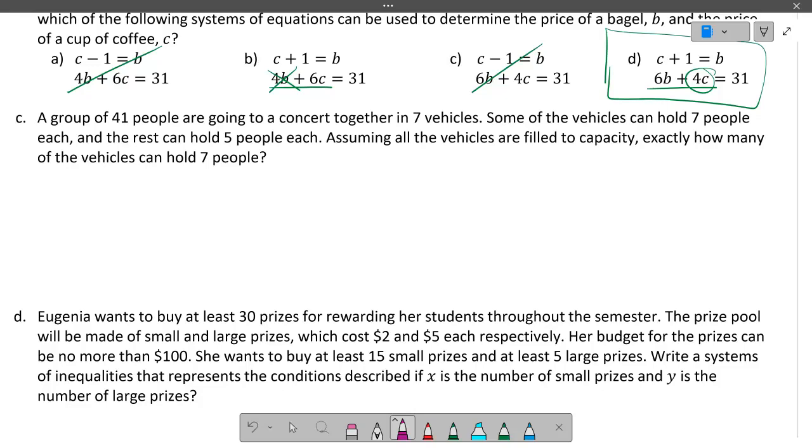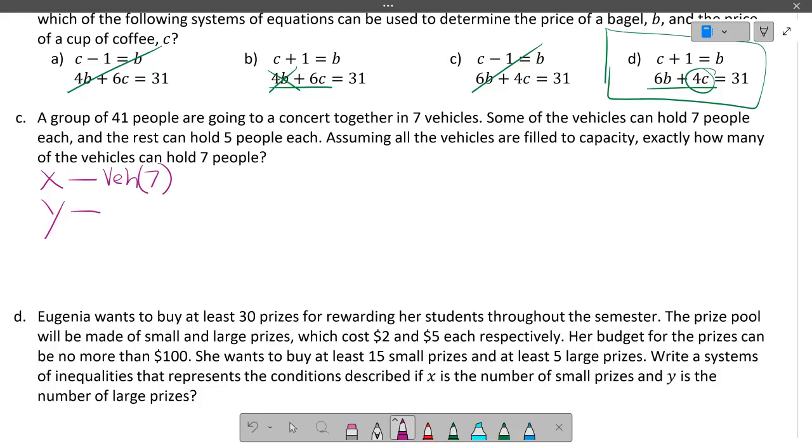So we need some variables. Give me some variables. Hold on, we need variables first. Okay, let's define them. What is X going to represent? The people? Okay, the vehicle that holds 7. So vehicle that holds 7 people.